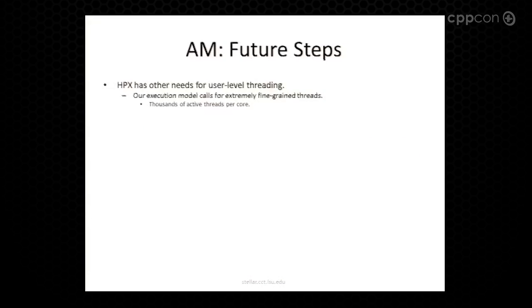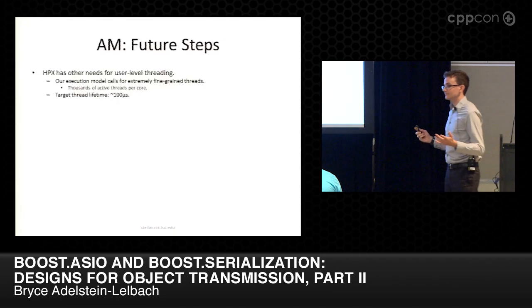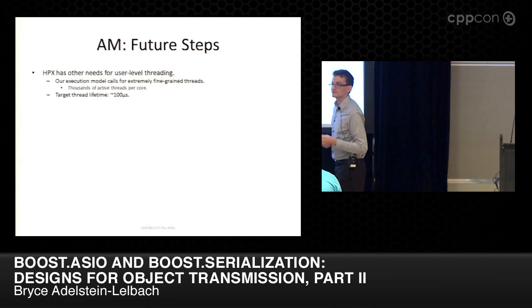So there are other reasons why you want to have user level threading. It's useful just in terms of breaking up a problem locally, right? That's why we have std::future and std::async. So that's a little bit older. We aim for smaller target thread lifetimes these days. Our goal is to have the ability to have millions of tasks per node per second with very, very small lifetimes. We want to have very, very fine-grained parallelism.